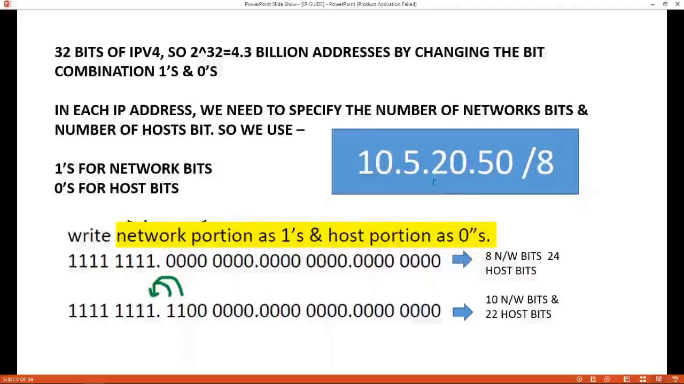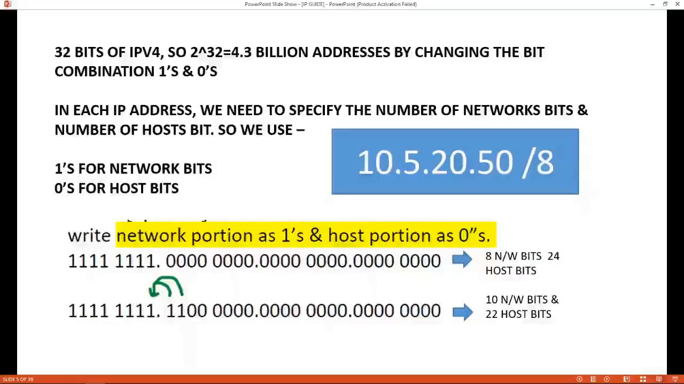If you change anything on the host portion, you will still remain in the same network. But if you change anything on the network side, you are definitely in a different network, which means you can't ping from the 11 dot network to the 10 dot network. Okay, you will need a router for that purpose. That's a different topic. We'll learn it in a later session.